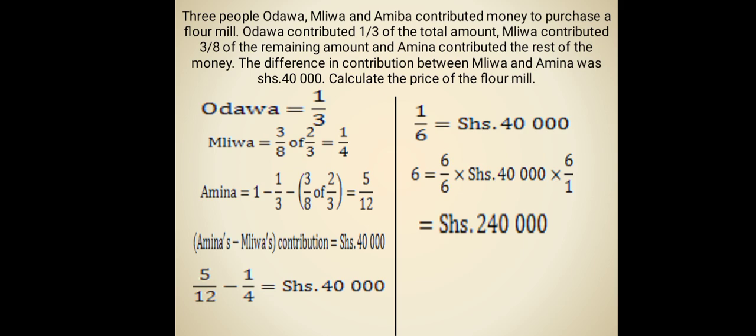Now, what about the whole fraction, 6 over 6? 6 over 6 multiplied by 40,000 shillings multiplied by the reciprocal of 1 over 6, which is 6 over 1, we get 240,000 shillings. That is the price of the flour mill.